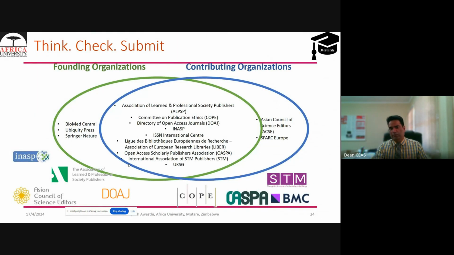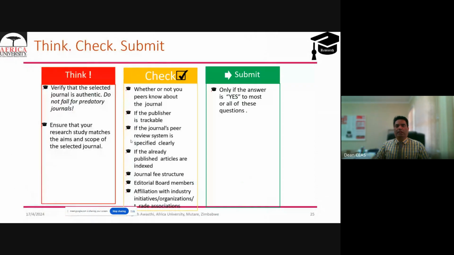Then when we are talking about think, check, and submit: what do you think, what do you check, and where do you submit? These are some very popular names. Okay, funding agencies, DOAJ index, COPE is a very popular name. Okay, STM. So if your journal considers these things, then you can go for the submission. Now, as I say, in think, verify the selected journal is authentic. Do not fall for a predatory journal. Ensure that the research study matches the aim and scope, as I discussed already.